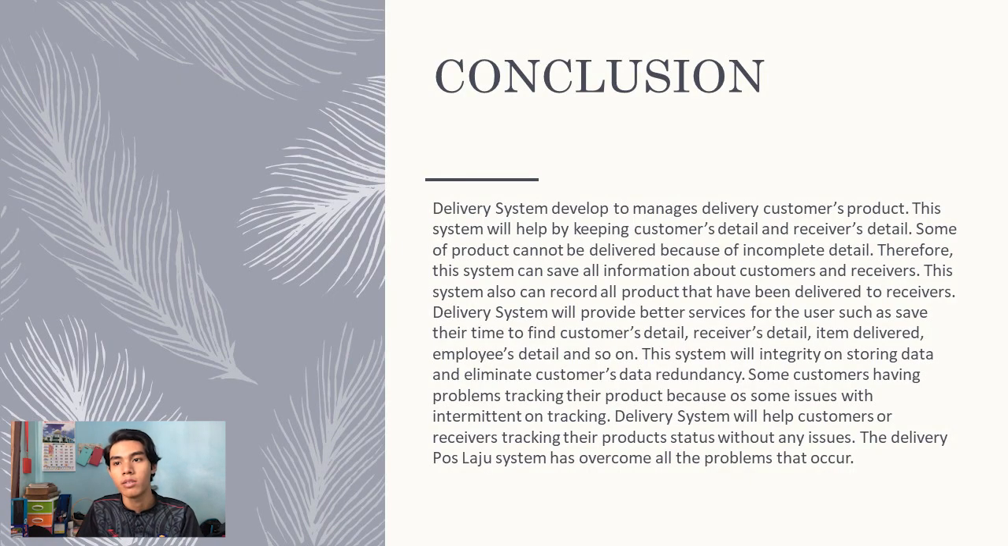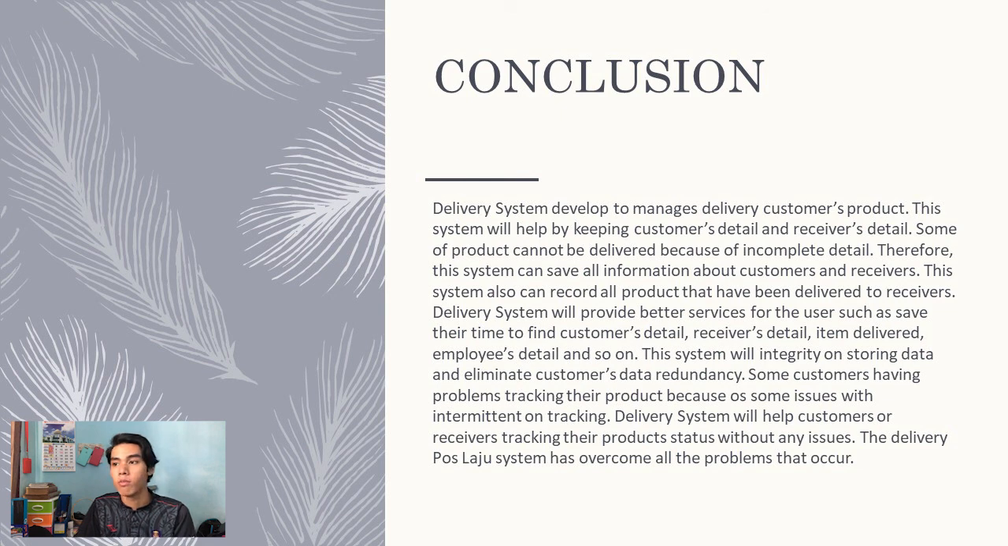Next, I will talk about the conclusion for this delivery system. The delivery system was developed to manage delivery of customer product or receiver product. This system will help by keeping customer details or receiver details. Some products cannot be delivered because of incomplete customer or receiver details. Therefore, this system can save all the information about customer and receiver and can record all the products that have been delivered to the receiver or customer.